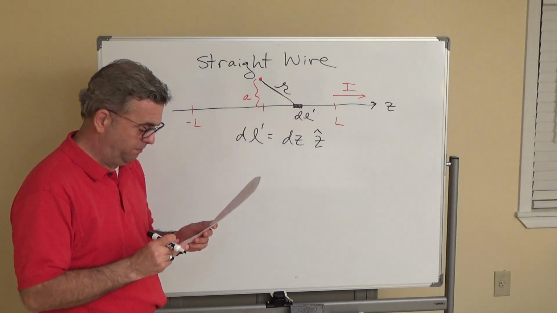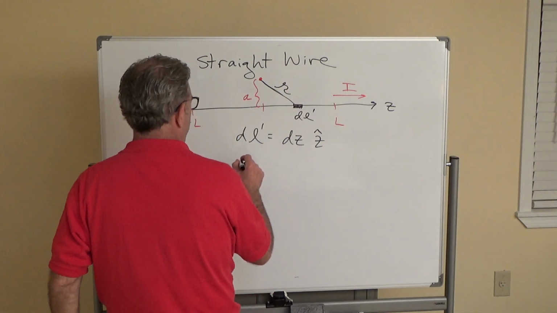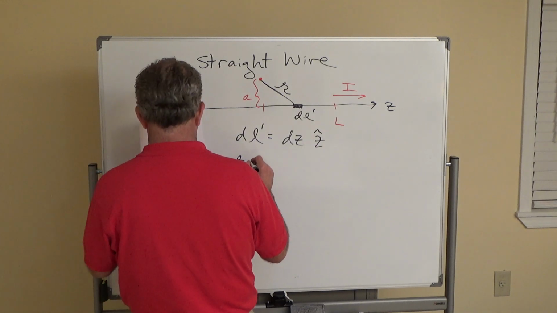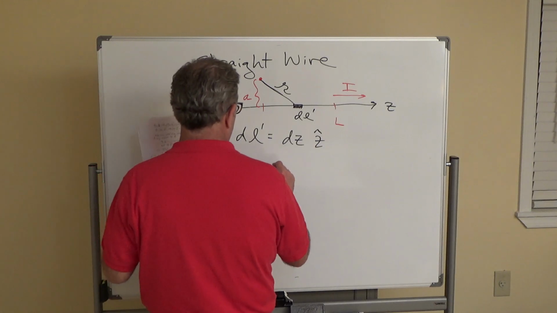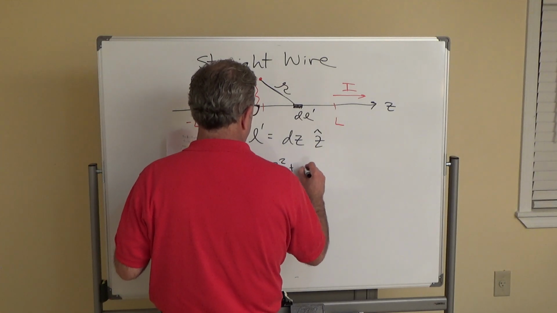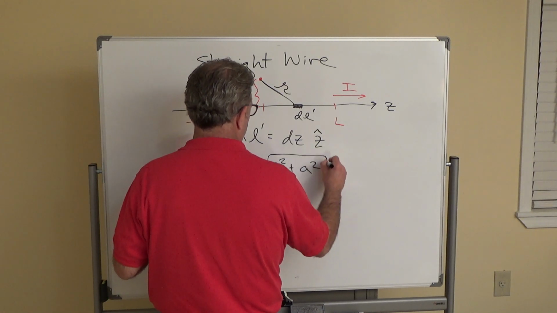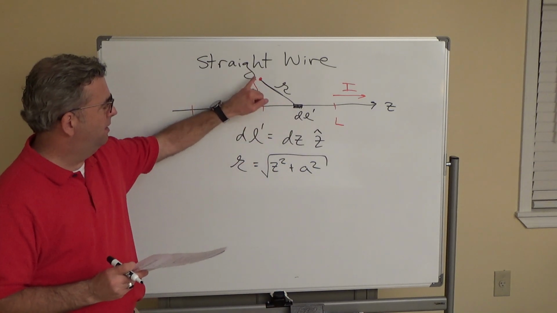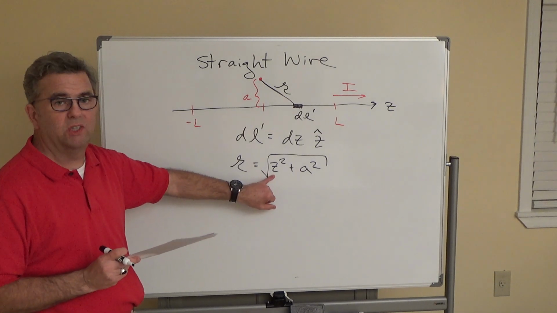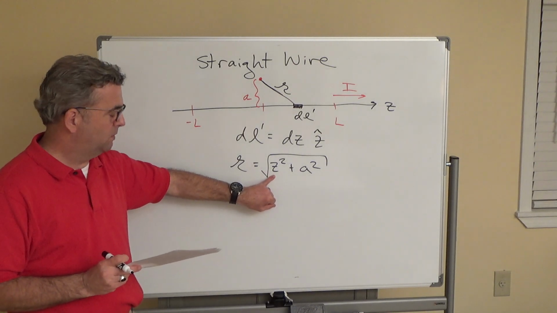Script r is what we need. That's equal to the square root of z squared plus a squared. Okay, so that would be script r in terms of z. All right.